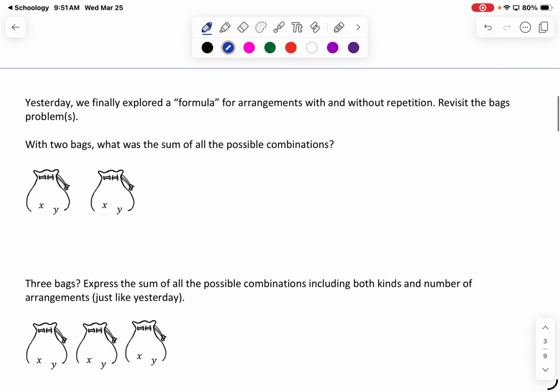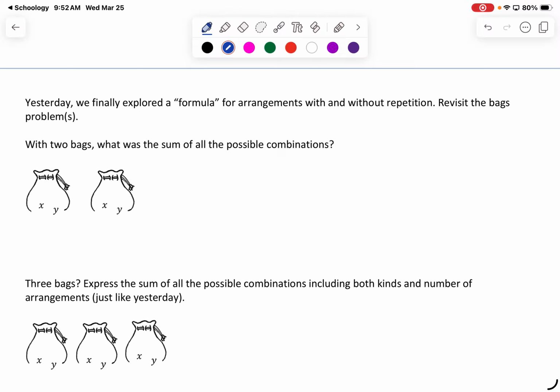Okay, so we do have to reflect on the arrangement screencast lesson. It says yesterday, it wasn't necessarily yesterday, we finally explored a formula for arrangements, and I say formula in quotes because it was more of an exploration in itself, with and without repetition. Revisit the bags problem. We looked at this bags problem yesterday, and it said with 2 bags, what was the sum of all the possible combinations?